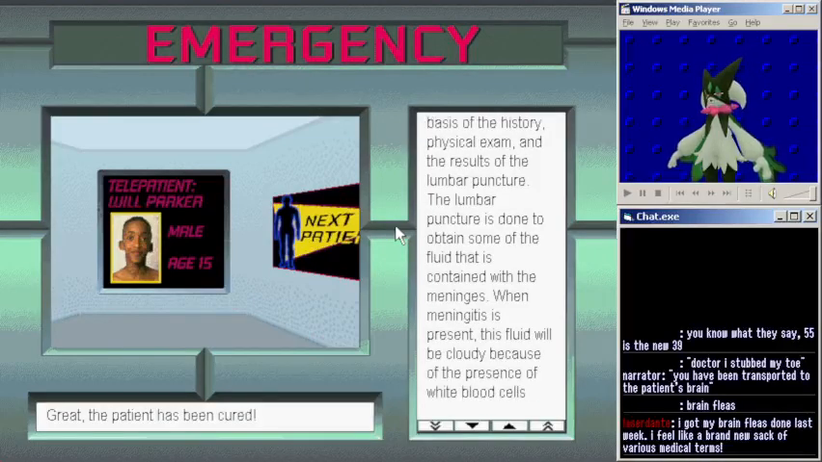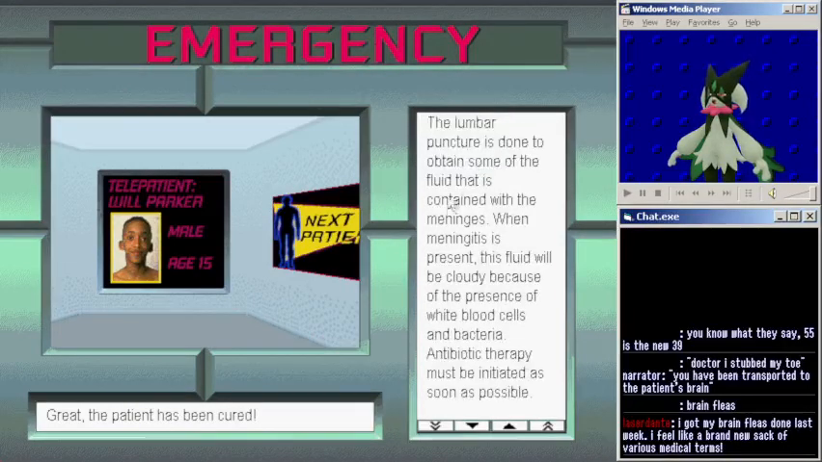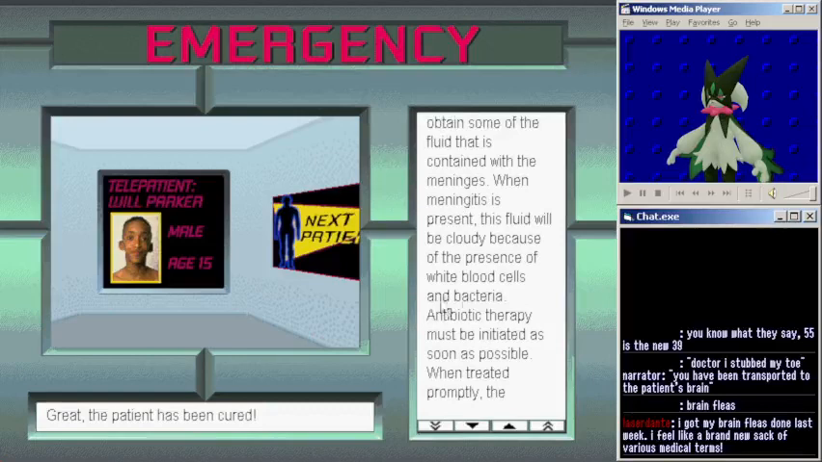Like a brand new the lumbar puncture is done terms. To obtain some of the fluid. That's what this sounds like a lot. It's like, when meningitis is present, this word fluid soup.